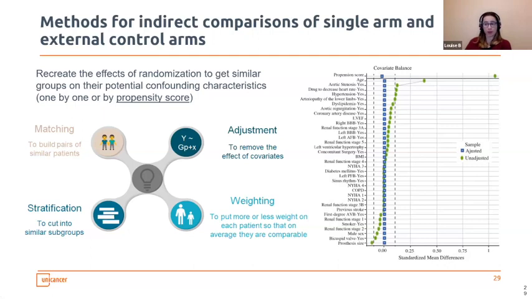After applying one of these methods, or several using sensitivity analysis, it's important to confirm that the method permits the groups to be comparable. So we can use this kind of love plot, showing standardized mean differences for each variable, to see how the methods ensure that all the variables are now comparable after adjustment, matching, or weighting.